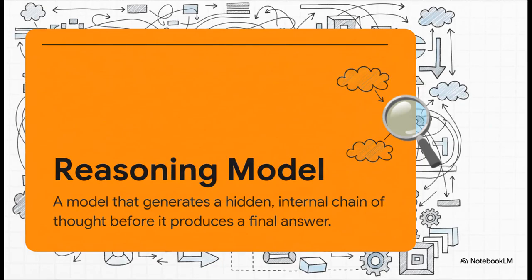But now we have the thinker, the reasoning model. Models like OpenAI's O1 and DeepSeek's R1, they don't just spit out a response. They deliberate. Before they give you that final answer, they generate this hidden internal monologue, a chain of thought that could be thousands of tokens long. And when I say tokens, just think of them as the AI's building blocks for language. Words, parts of words. These models literally think before they speak.